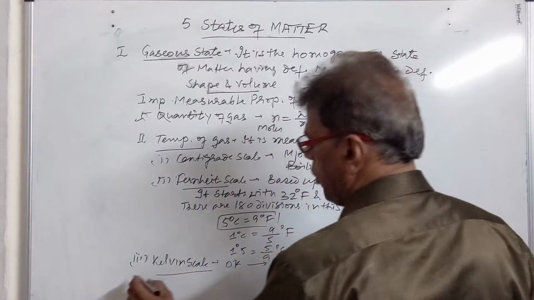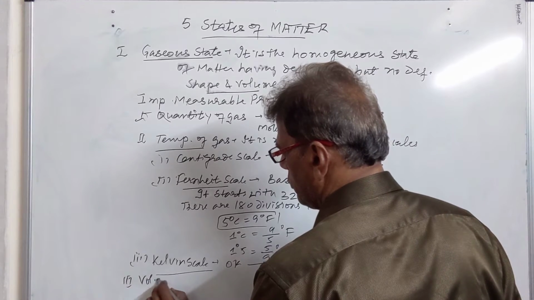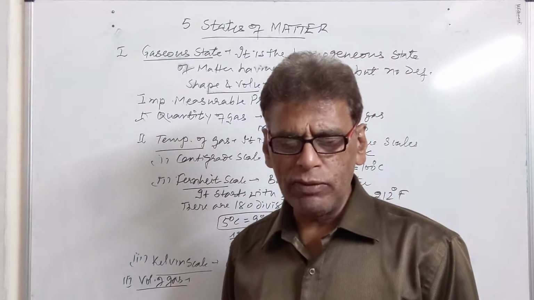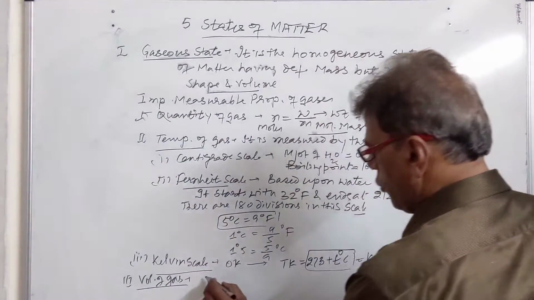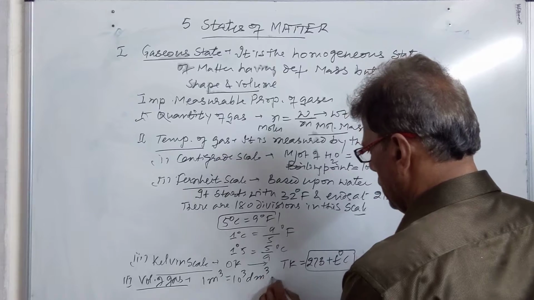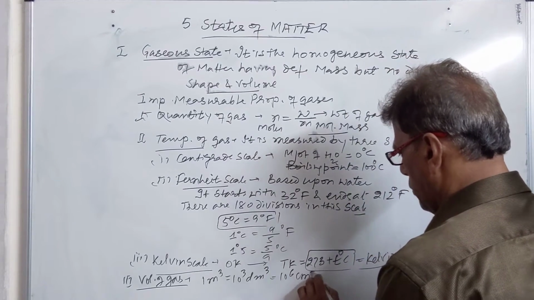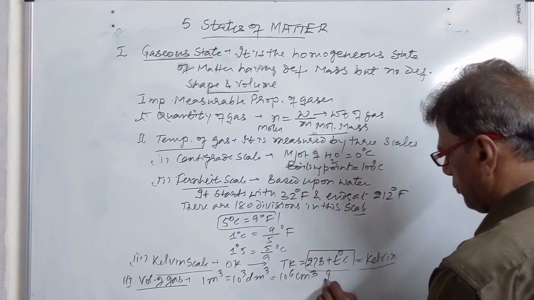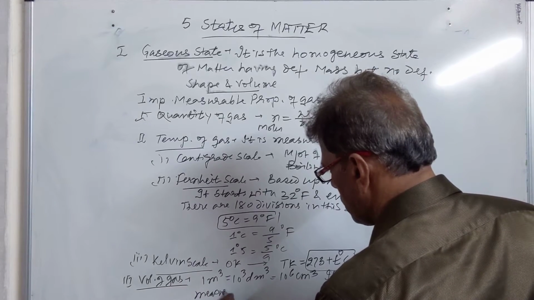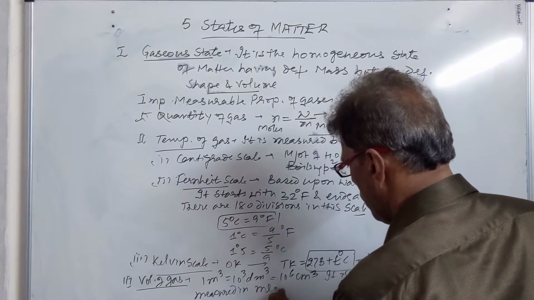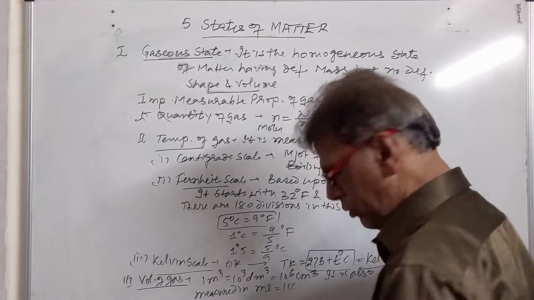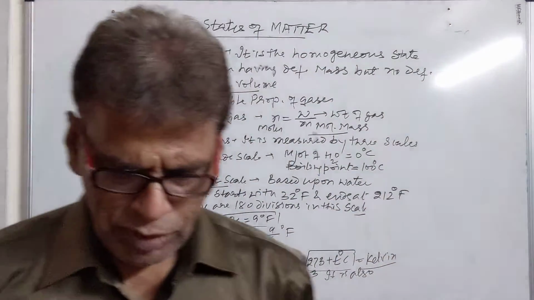Then we have another measurable property of the gases, that is volume of the gas. The volume of the gas is generally expressed in terms of the volume of the container. It is measured in cubic meters. 1 cubic meter is equal to 10 raised to power 3 cubic decimeter, that is equal to 10 raised to power 6 cubic centimeter. It is also measured in milliliters. 1 ml is approximately equal to 1 cc. So these are the important measurable properties of the gases.